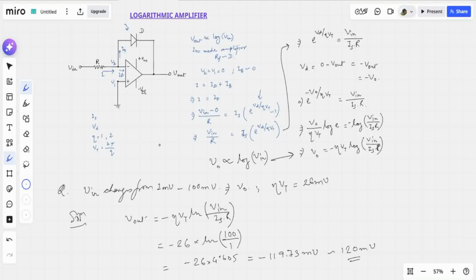So I hope you have understood how a logarithmic amplifier works and how we can convert the input signal into a logarithmic output.